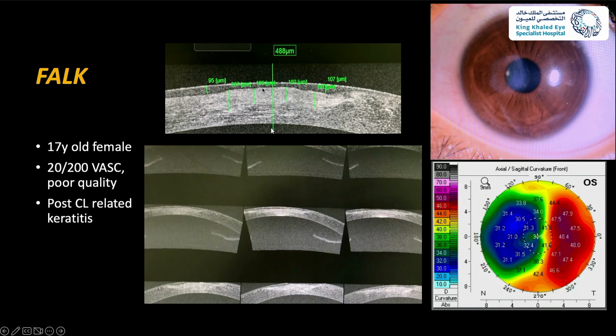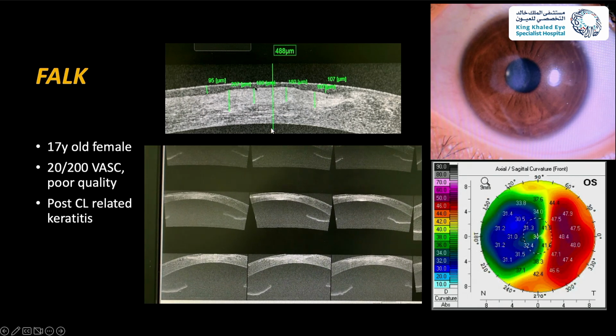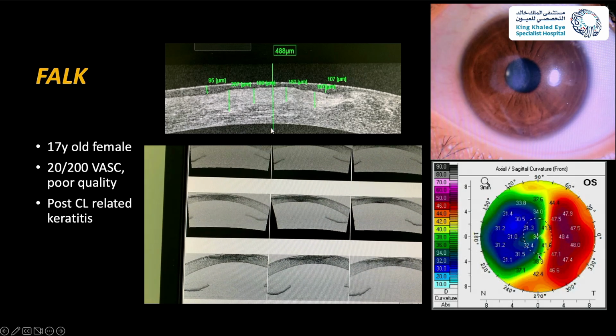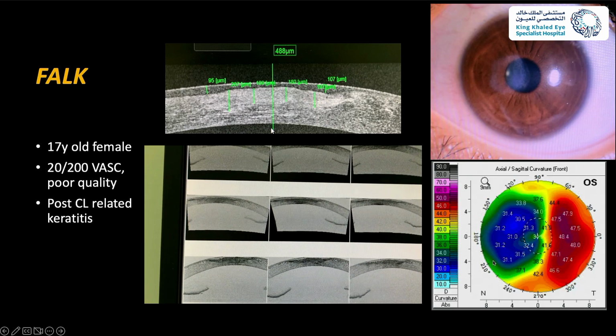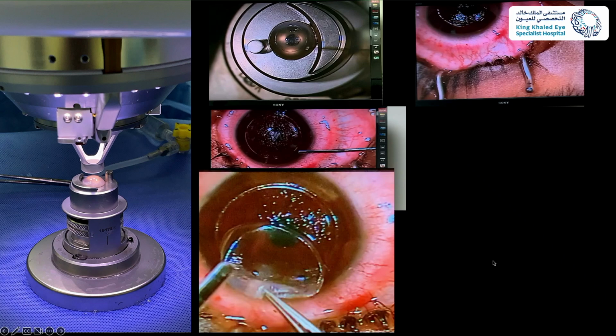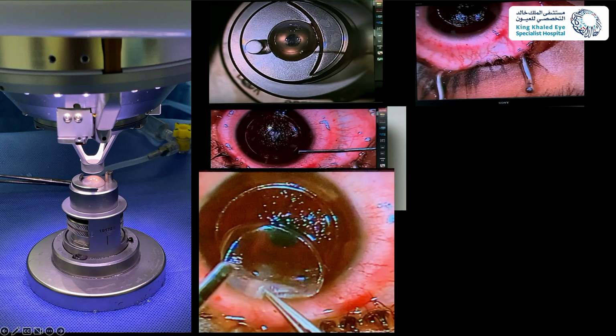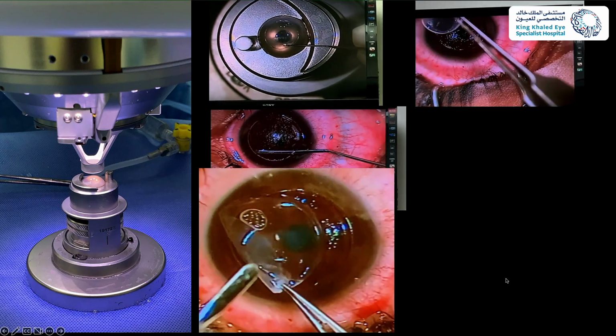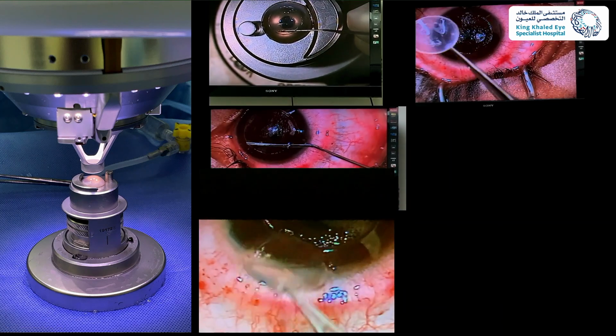The scar is at a depth of 180 to 200 microns, and the topography is showing horizontal coma that is affecting her visual quality. So we decided, because we don't have all the instruments for the ALTK, to go for femtosecond assisted superficial anterior lamellar keratoplasty.